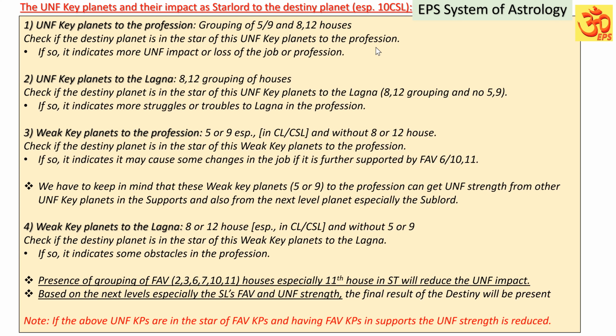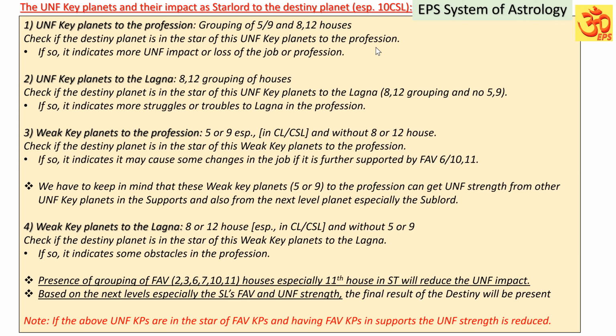If the star lord planet is an unfavorable key planet to the profession, that is a grouping of 5 or 8 and 8 and 12 houses. The star lord planet is an unfavorable key planet. With this grouping, if it is present, check if the destiny planet is in the star of this unfavorable key planet to the profession. If it is so, it indicates more unfavorable impact or loss of job or profession.